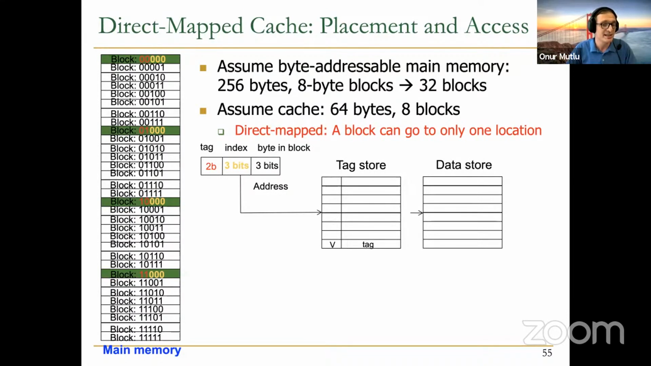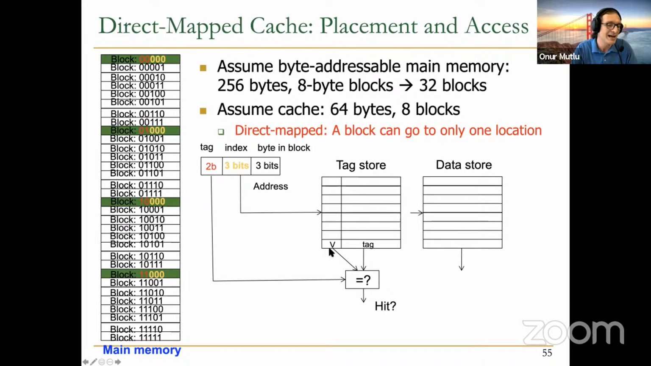We basically use the index bits to index into the tag store and the data store concurrently. So if the address is, for example, block 00000, the index bits are 000. The querying gives us this location 000 over here. It gives us a valid bit and tag bits, and the data store gives us data. Now what do we do? We compare the tag bits and we check if the valid bit is valid.